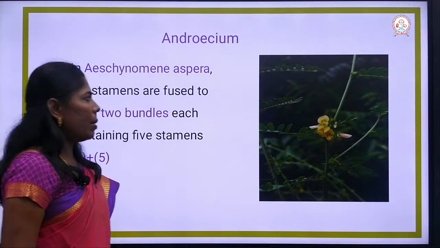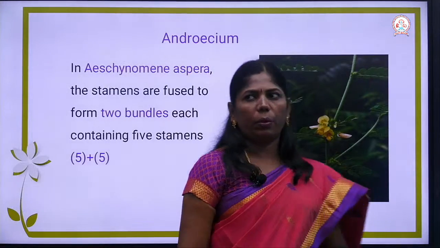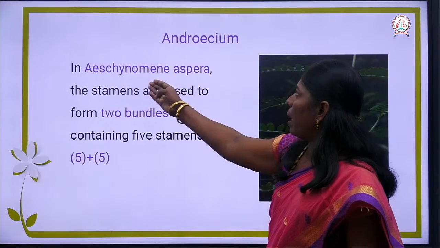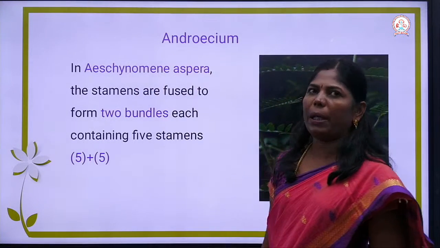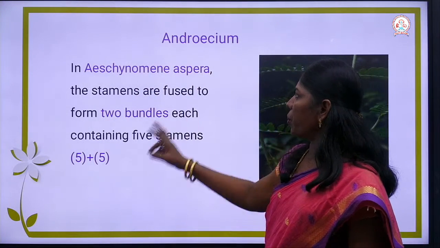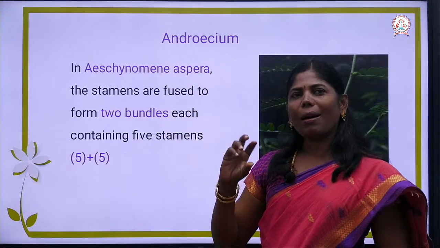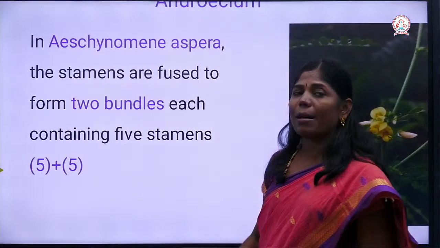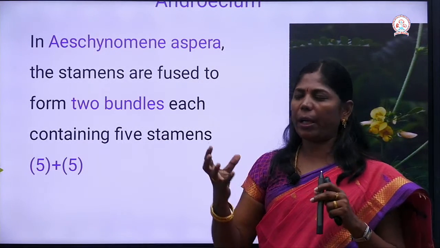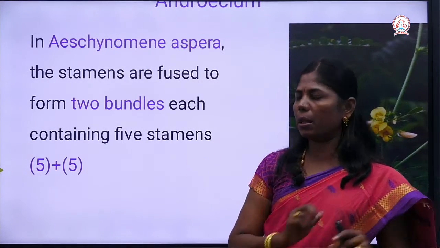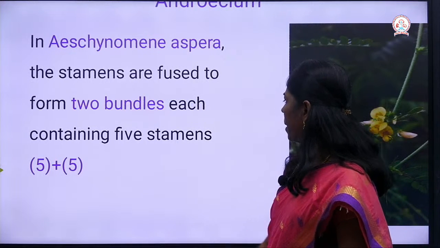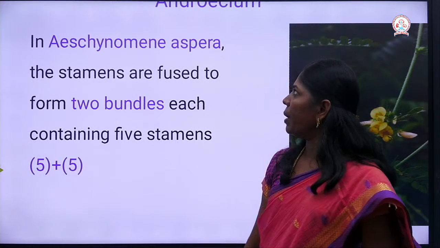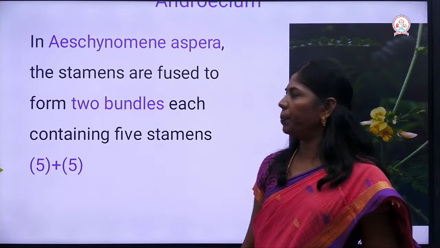So next one, the stamens in Aeschynomene aspera. In this species the stamens are fused to form 2 bundles. There also there were 2 bundles, but it was a 9+1 arrangement. Here it is arranged in a 5+5 arrangement. 5 stamens are separate, another 5 stamens are separate. That is a 5+5 arrangement we can see in Aeschynomene aspera.